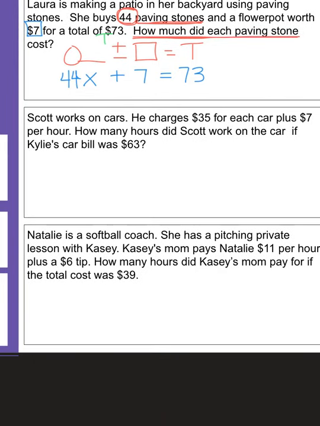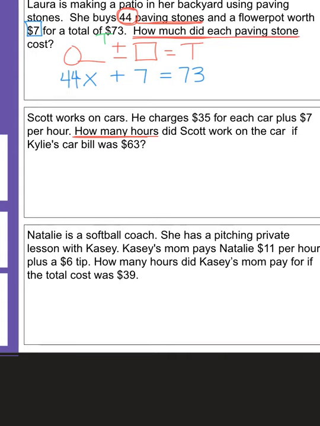Scott works on cars. He charges $35 for each car plus $7 per hour. How many hours did Scott work on the car if Kylie's car bill was $63? So let's see. The question says how many hours, so I'm going to underline that. Then it says for each car, but it also says per hour. So that's where it's going to be tricky.